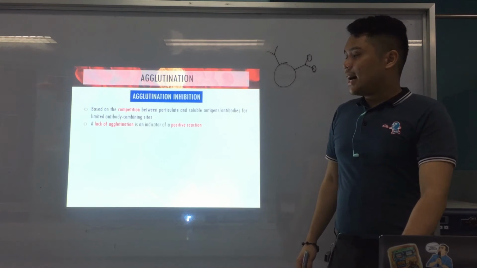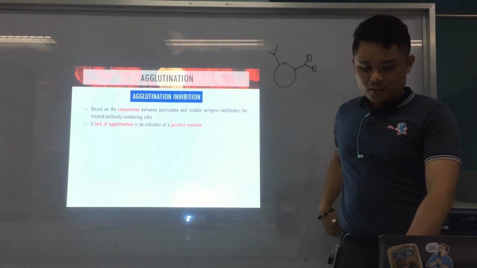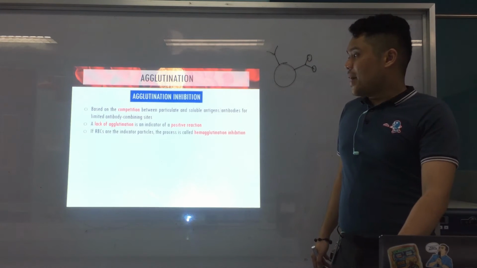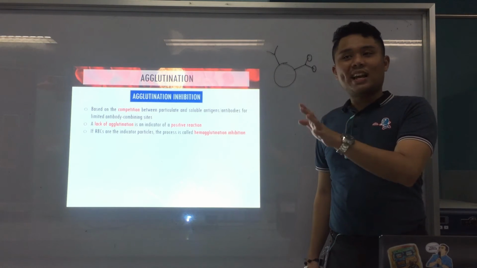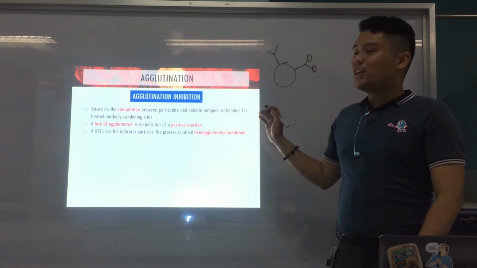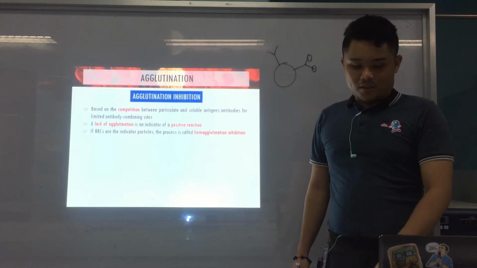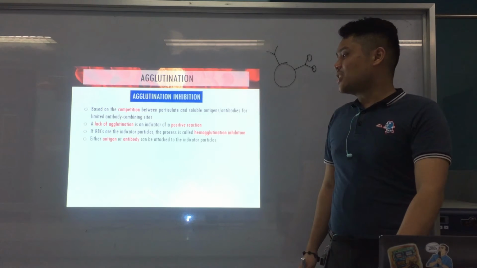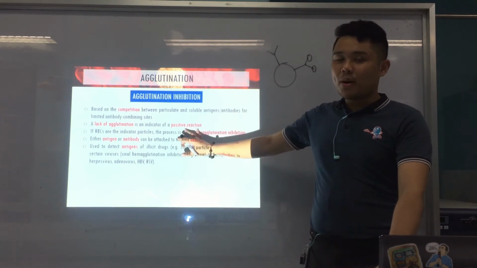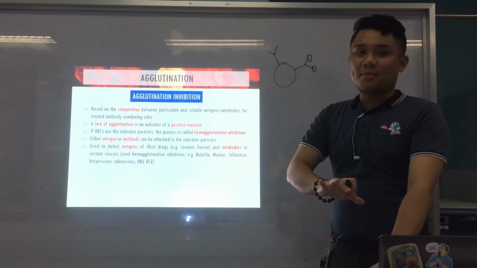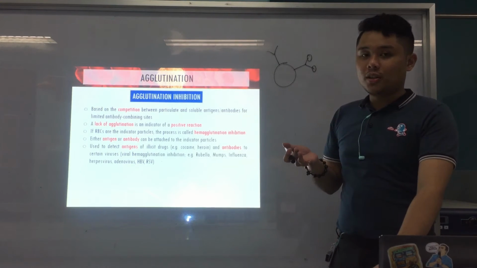The positive reaction there is lack of agglutination. We'll look into the illustration in a while. And if RBCs are included, we add the prefix hemagglutination inhibition. Hemagglutination inhibition, whenever RBCs are involved. Otherwise, that's normal agglutination inhibition. Either antigen or antibody can be attached to the indicator particles, so you can detect antigens or antibodies, depending on your test, or on what you want to determine.